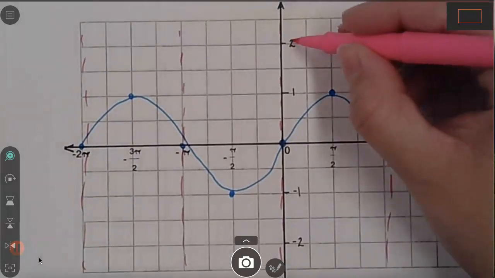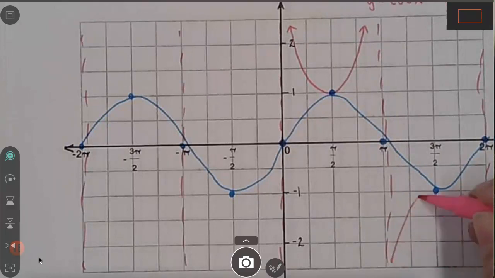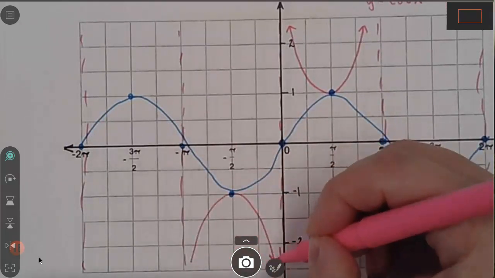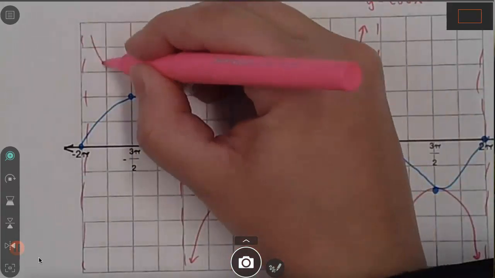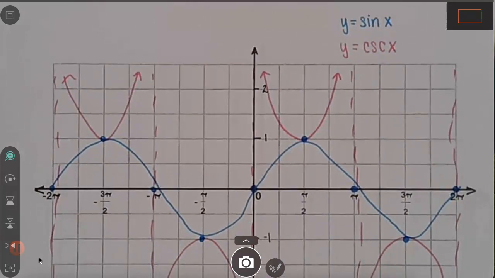And then the graph of cosecant goes like this. On the test, if you would like to graph sine and cosecant together on the same coordinate plane, that's fine, as long as you use 2 different colors and label them correctly.